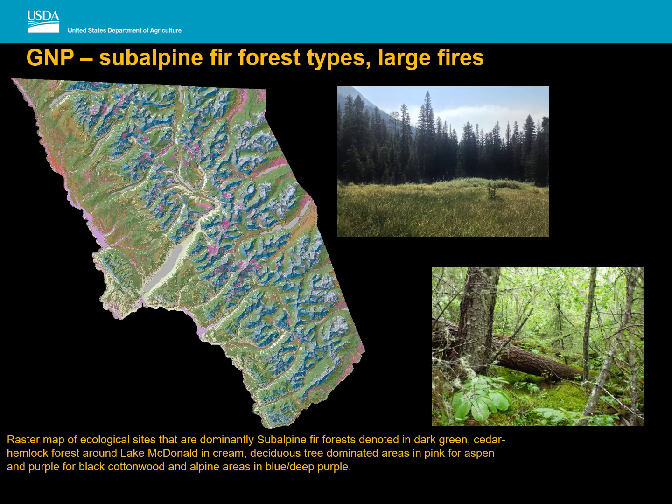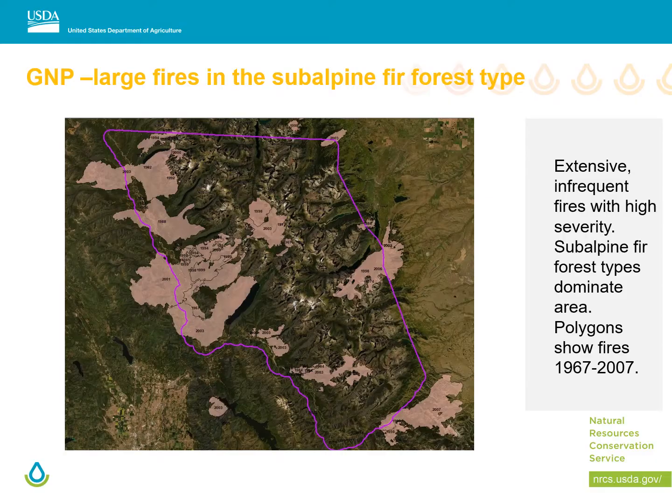Glacier National Park has large forested areas in the lower subalpine and upper subalpine that are predominantly subalpine fir forest types. These forest types experience extensive, infrequent fires with high severity.